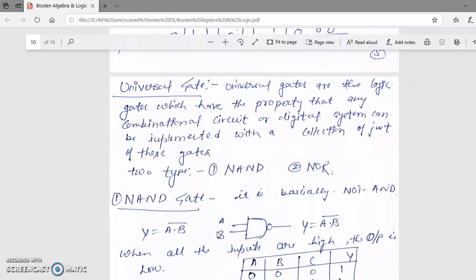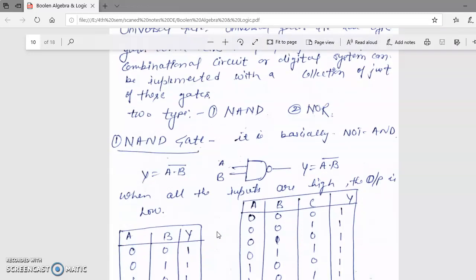Next one is universal gates. Universal gates are the logic gates which have the property that any combinational circuit or digital system can be implemented with a collection of just these two gates, that is the NAND gate and NOR gate. Means with the help of universal gates we can design any basic gates, any digital circuit, combinational circuit, using the universal gates. These are two types, that is the NAND gate and NOR gate.